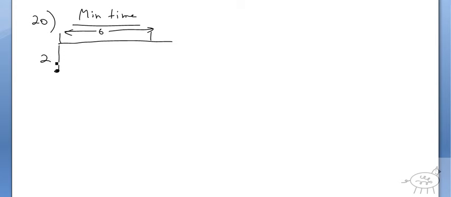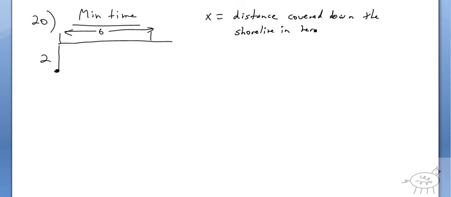So what I'm going to do here is, x is the distance she should cover downstream in her boat. So I'm going to write this out: x equals the distance covered downstream, or down the shoreline, in her boat. So in other words, she's going to go this distance here, and that's x right there. That's going down there, and then of course this is 6 minus x from here to here.